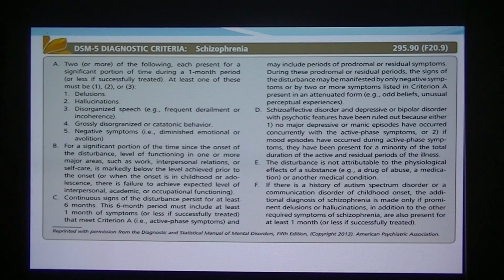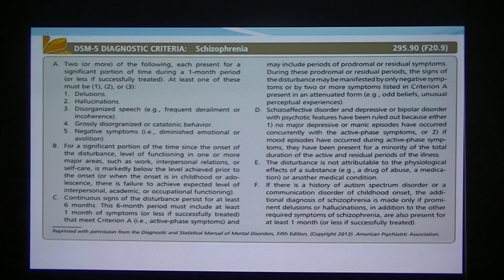So the diagnostic criteria is first they have to have 2 or more of the following for a significant portion of the time during a 1-month period. So that's hallucinations, delusions, disorganized speech, grossly disorganized or catatonic behavior, and then negative symptoms as well. So they have to have both positive and negative symptoms to be diagnosed with schizophrenia. They also have to have an impairment in school or work, self-care, or interpersonal relationships.